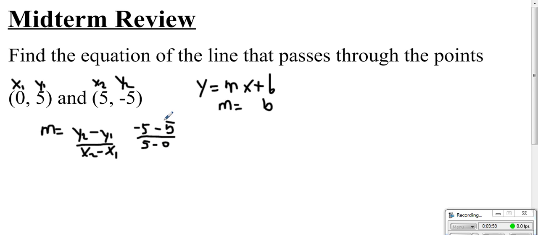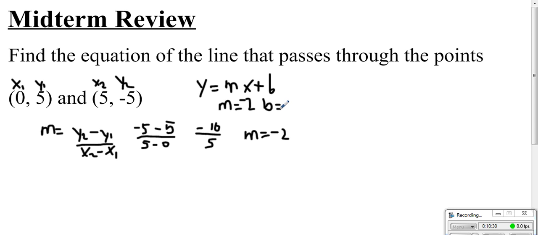Negative 5 minus 5 is negative 10. It's not 0. Remember, you add when it looks like the same sign, right? If you do keep change, it is the same sign. It's -5 plus -5 is -10. And of course, 5 minus 0 is 5. -10 over 5 makes that slope -2. So that's what you put. You have a slope of -2, but you're missing the y-intercept.